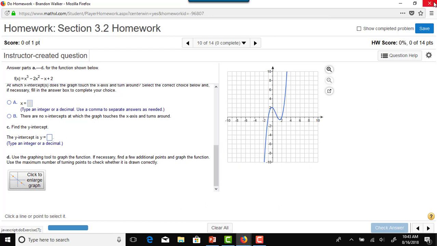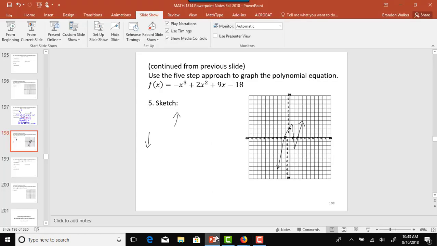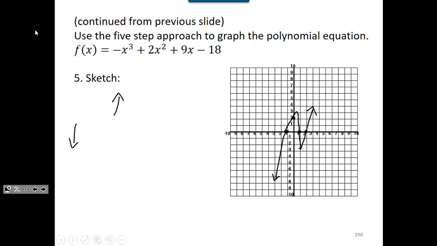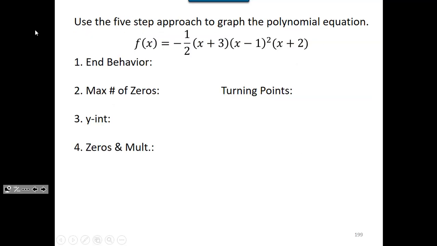All right, so let's look at another example here. Not on MyMathLab, but let's look at another example on the slides here and talk about something else. Let's take a look at this function here.